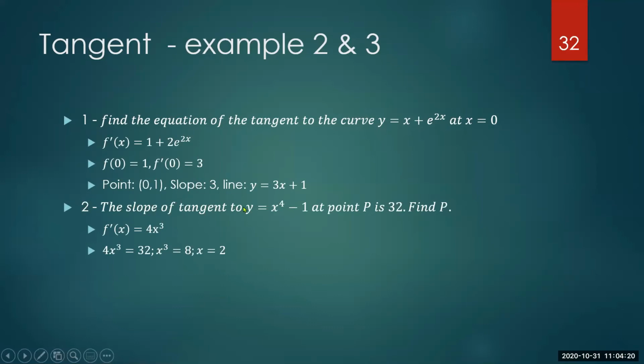The slope of a tangent to y, which is equal to x to the power of 4 minus 1, at some point p is 32. Find p. Very quickly, f dash of x is equal to 4x cubed. 4x cubed is equal to 32. x cubed is equal to 8, and so x is equal to 2. The point then is 2 comma 15, because if you let x be equal to 2, x to the power of 4 is 16, and you subtract 1 and you get 15.